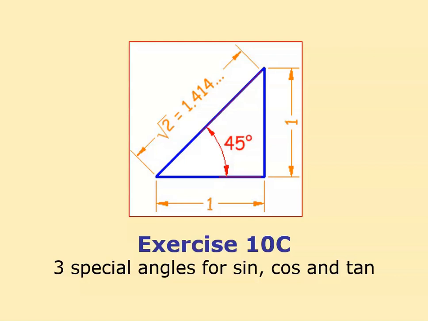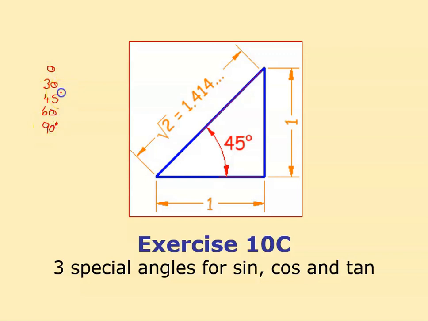Hello there, this is exercise 10C for A-level maths, year 12 A-level maths to be precise. We're looking at three special angles that you need for A-level maths for sine, cos and tan. In particular, the kind of angles we're looking for are the angles that you saw at GCSE. So we need to know the angles 30, 45 and 60. And I suppose you could frame around that 0 degrees and 90 degrees as well.